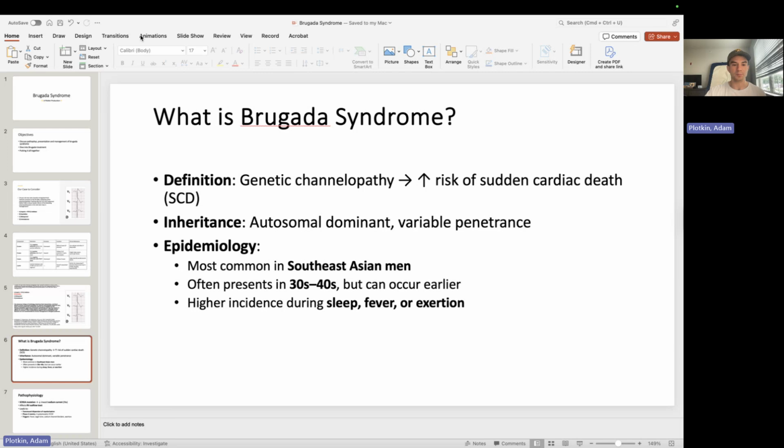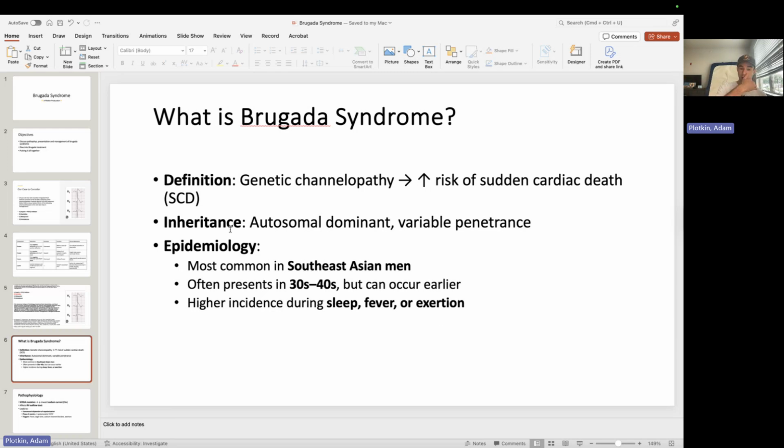So what is Brugada syndrome? Brugada syndrome is a genetic channelopathy which leads to an increased risk of sudden cardiac death. And we're going to talk about which type of channelopathy on the next slide. I classically think about it as an autosomal dominant disorder, variable penetrance, and it's classically in Southeast Asian men. So we had our Vietnam patient, right? It often presents in the 30s and 40s, but it can present earlier. And there's a higher incidence during sleep, fever, or exertion.